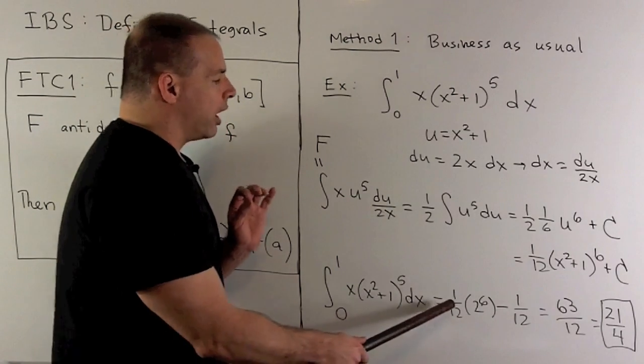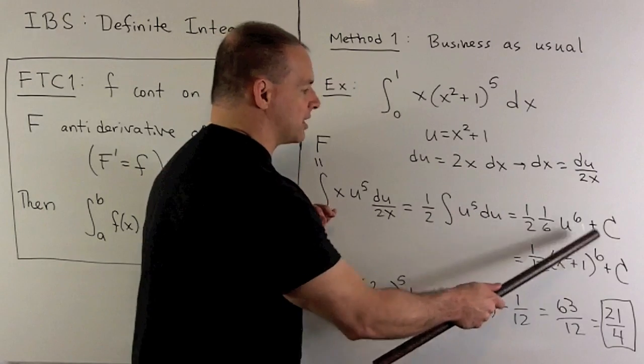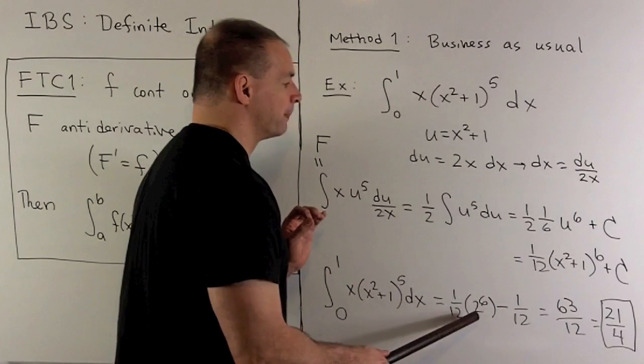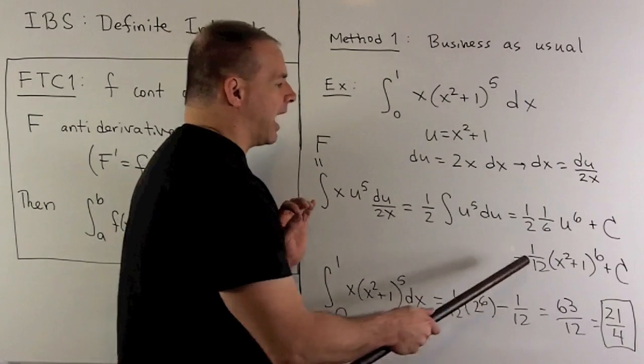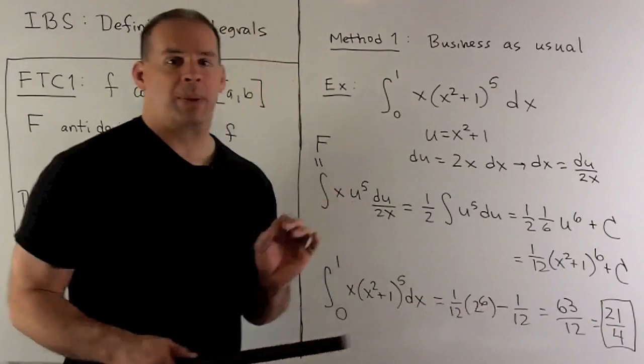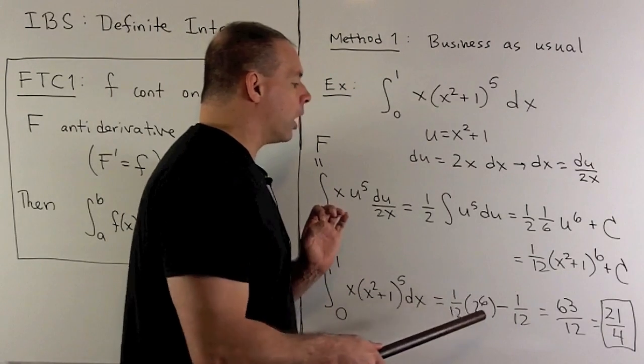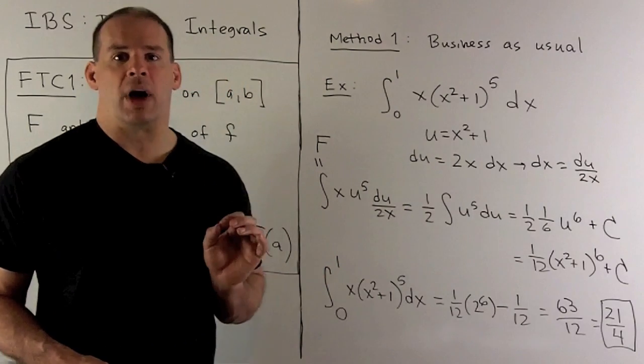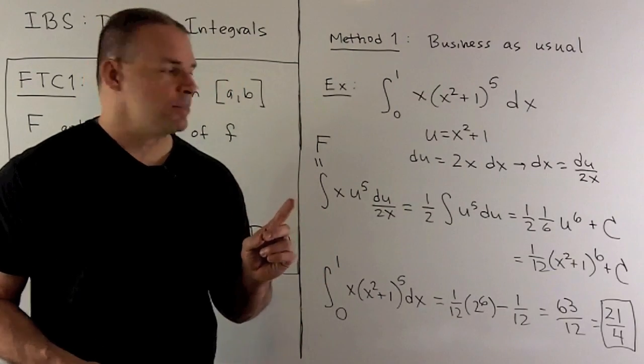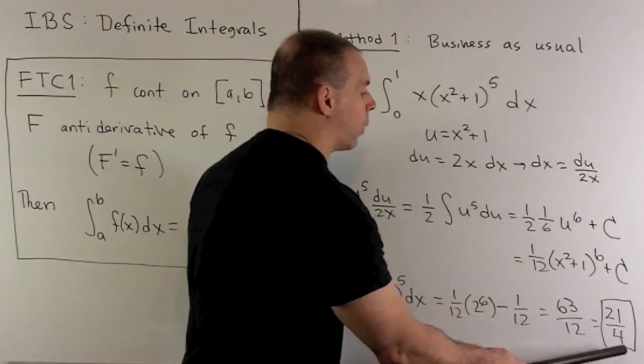So F of 1 is going to give me (1 plus 1) to the 6th power, so I'll have 2 to the 6th. Then if I put 0 in, I'm going to have (0 plus 1) to the 6th power, which is just a 1. 2 to the 6th is 64, so I'm going to wind up with 63 over 12. 3 divides into the top and bottom, so I'm left with 21 over 4.